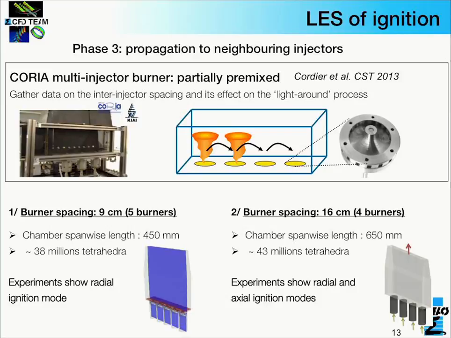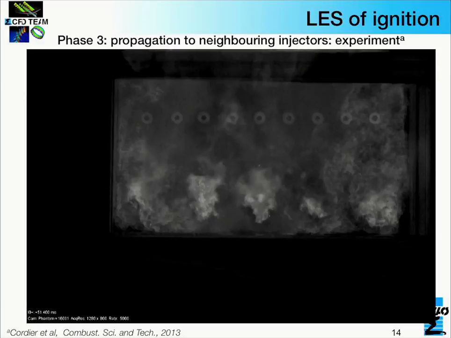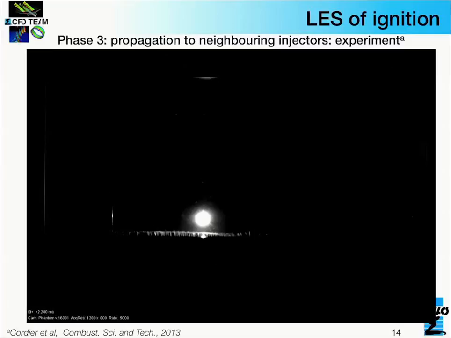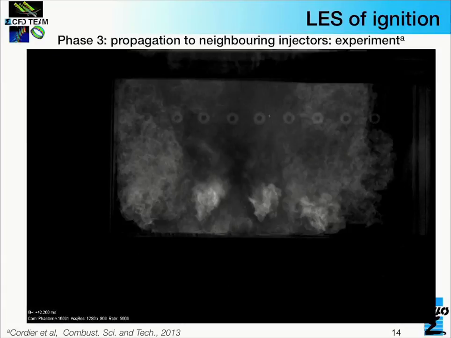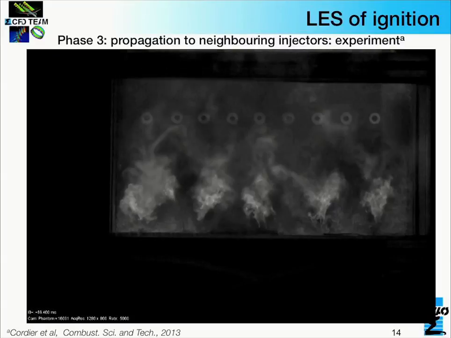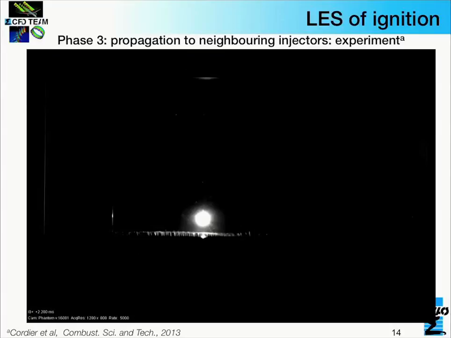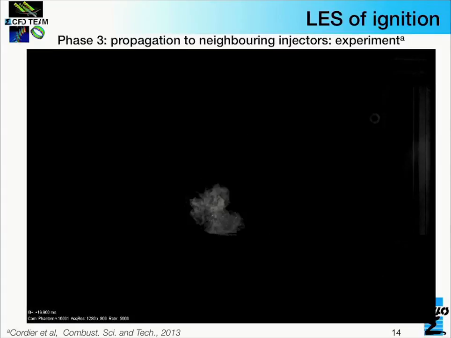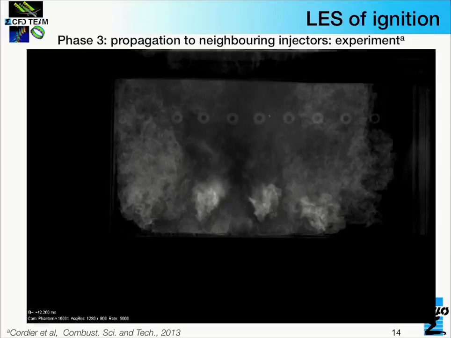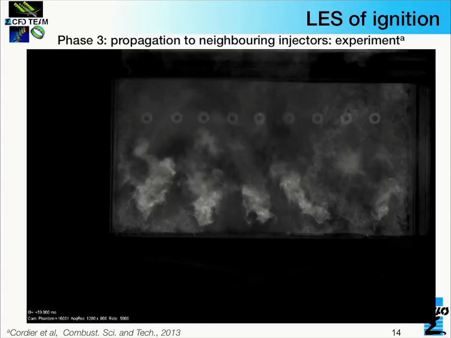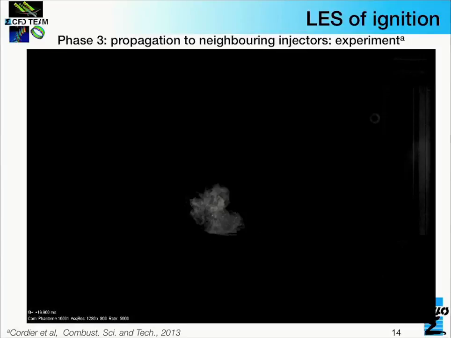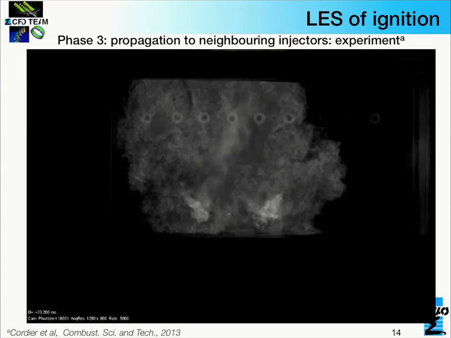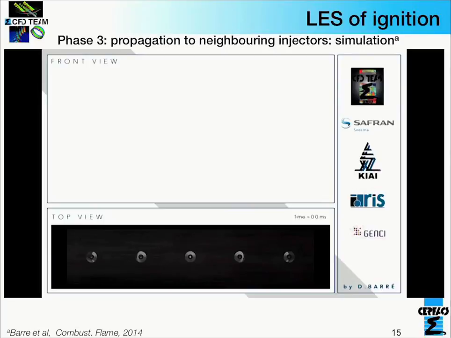Typically, they found that when the injectors are close, the distance is small, it's more or less a radial propagation of the flame, but when you increase the distance between injectors, it becomes more of an actual flame development. This is what was observed experimentally. So you see the first spark, and you will see how the flame propagates and first ignites the burners on the right here, and then the injector on the left. So the question was, can we reproduce that, and can we understand, for example, the order of ignition of the different burners? This is what the simulation gave.